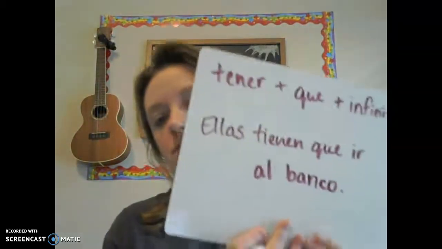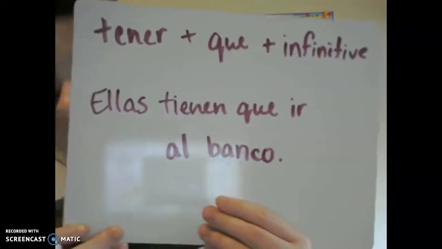Let's do one more. Let's say they, and let's say we have just two girls, so we'll use ellas. Ellas, they have to go to the bank. Ellas tienen que ir al banco. Remember, when you have a and el side by side, you combine them into a contraction, which is the word al. So since banco is masculine, we're going to have to do al. We talked about that in an earlier lesson. Ellas tienen que ir al banco.